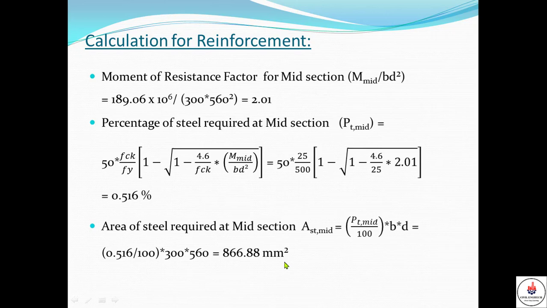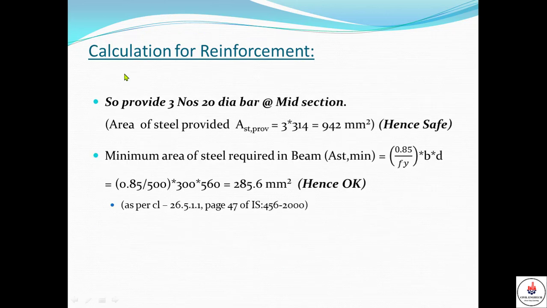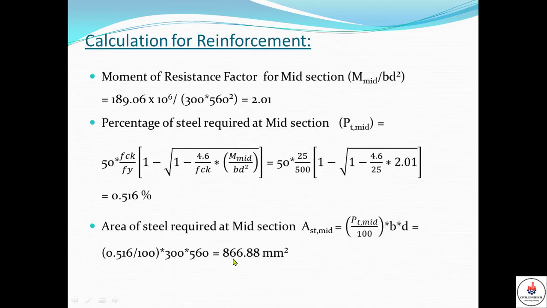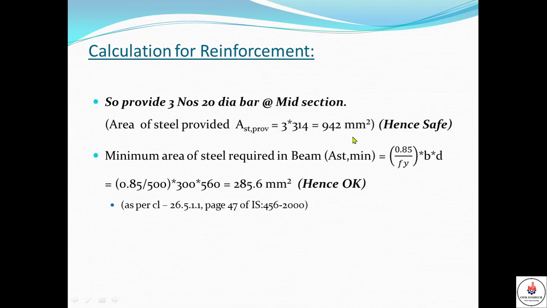So we have to provide reinforcement greater than this value. So we provide 3 numbers of 20 diabar at the mid section. The area of steel provided for that is 3 into 314. We already know that the 20 diabar cross sectional area is 314, and with 3 numbers provided, multiplying by 3 we get 942 millimeter square, which is greater than 866.88 millimeter square. So it is okay.